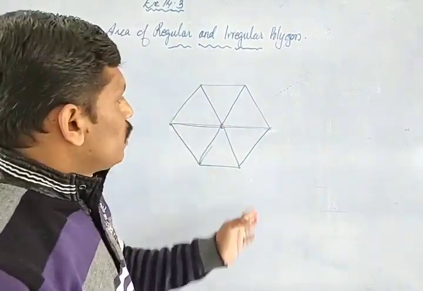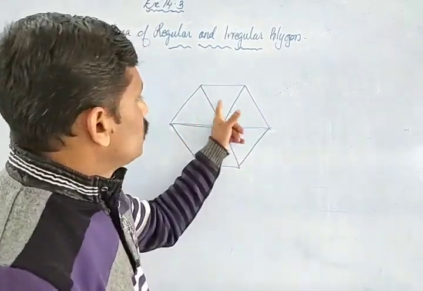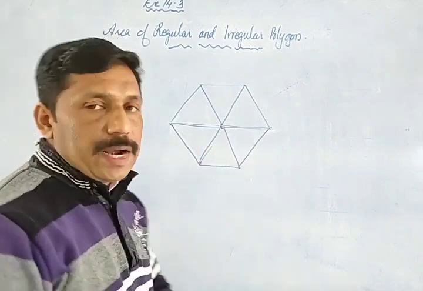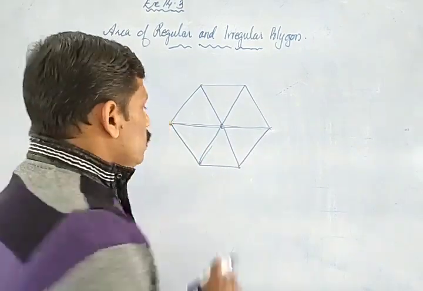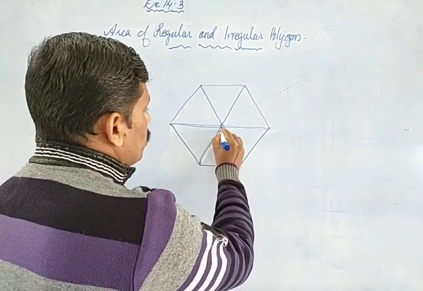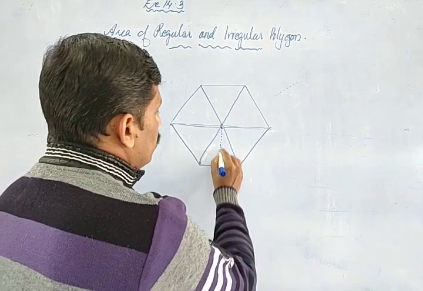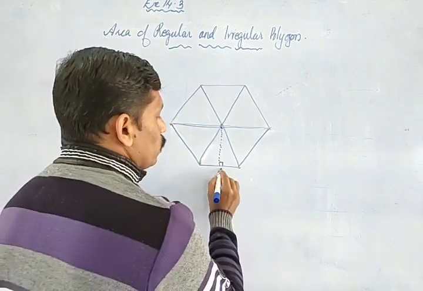This hexagon is divided into different parts by drawing the diagonals. That means we have divided it into 6 triangles. In each of these triangles, the perpendicular distance from the center of the polygon to the side is called the height. It is also called the apothem.